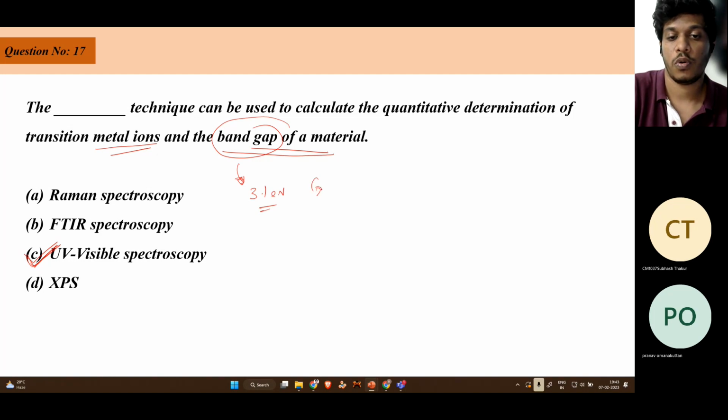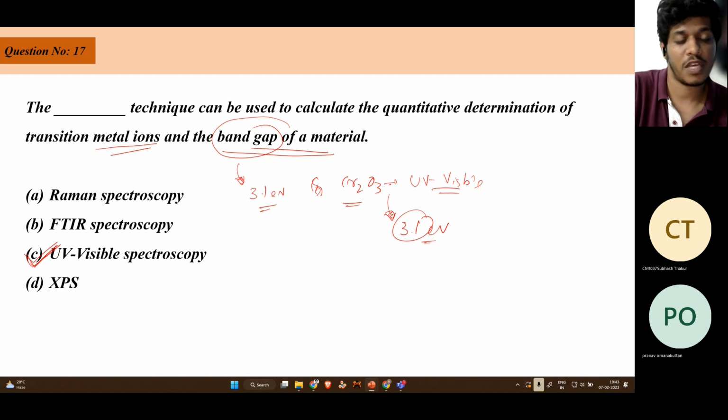So if you're working on Cr2O3 and you perform UV-visible on this, it will give us a result showing the band gap of this Cr2O3 can be around 3 to 3.4, so let me say 3 electron volts. This technique has been used regularly to extract information about band gap using UV-visible spectroscopy. And the other techniques are Raman spectroscopy and FTIR spectroscopy, which have their own uses.